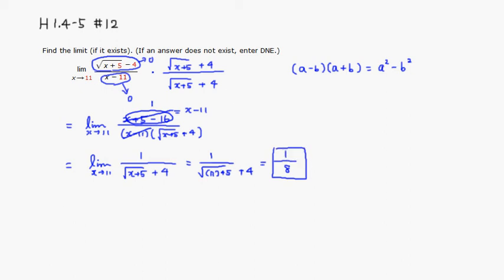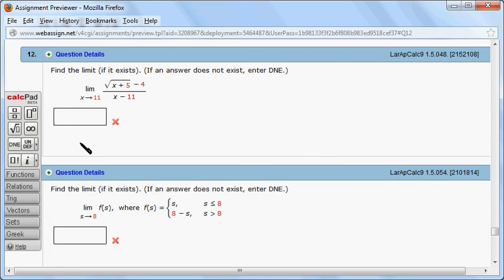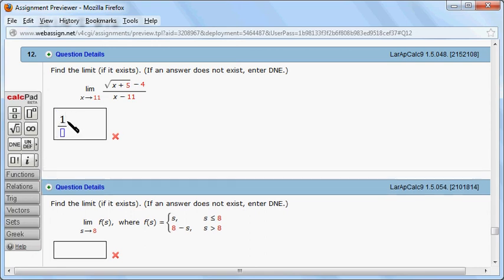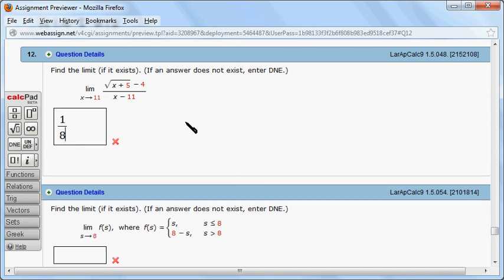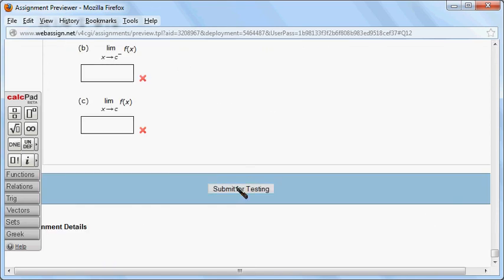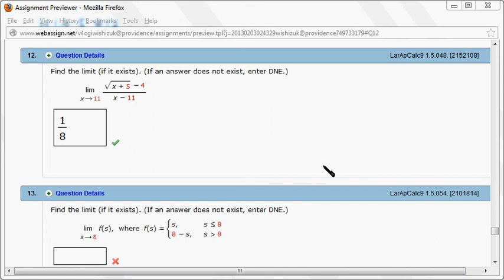Let's go back and see if we got the right answer. So let's see here. Type in 1 over 8. So let's go down and submit for testing. It came back. I guess the answer was correct. All right, that's it. I hope that this was clear.